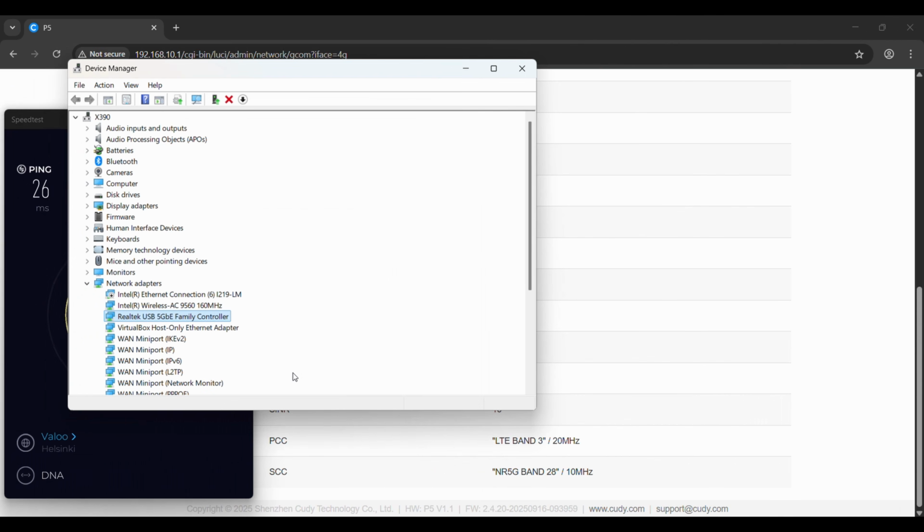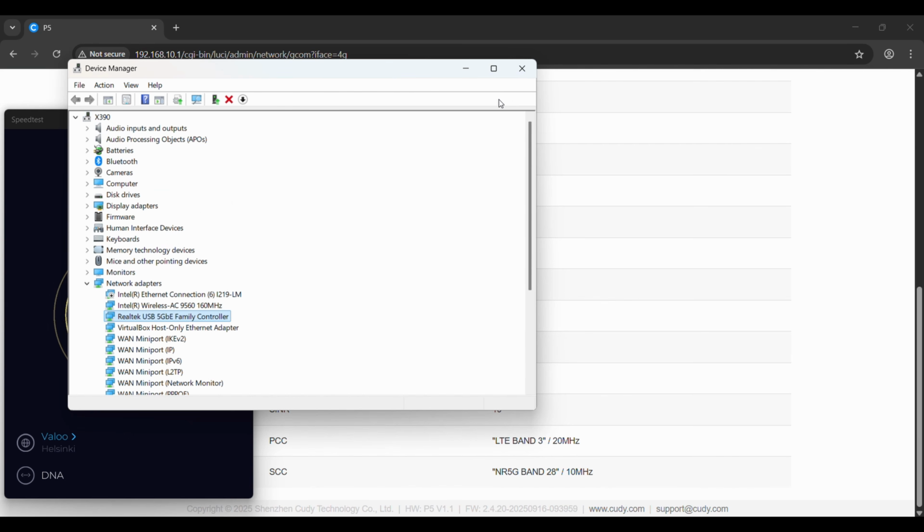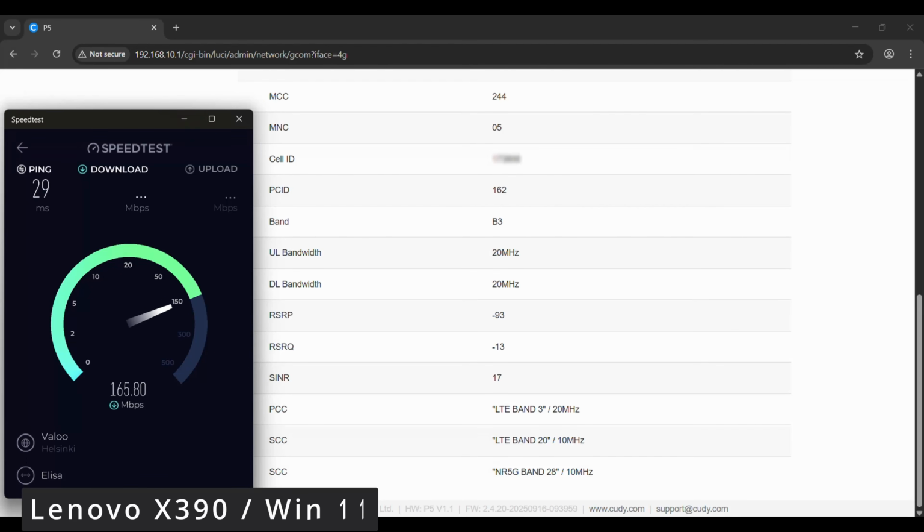Checking the adapter settings reveals the same issue we have seen before. Windows assigns very low default buffer values. Exactly the same behavior as with the Bluecloud and Belkin adapters. We increase both values to maximum and run the tests again. As expected, Windows now delivers full 5G performance.